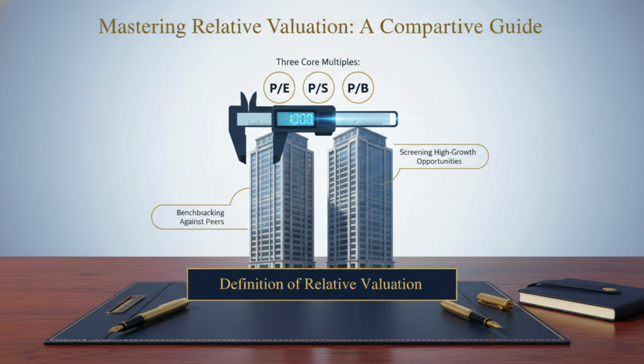Today, we will explore the three pillars of this approach: the PE, PS, and PB ratios. By mastering these tools, you can quickly screen high-growth opportunities and identify whether a company is undervalued or overhyped. Let's start by defining the framework of benchmarking and why these three core multiples, PE, PS, and PB, are essential for your screening process. This comparative approach allows us to see how the market prices a dollar of earnings, revenue, or assets across different firms in the same sector.